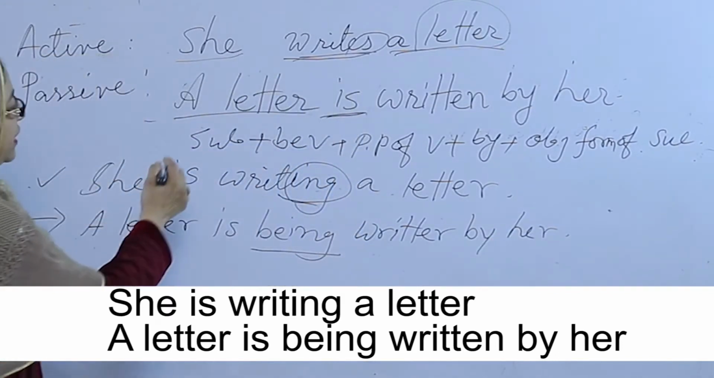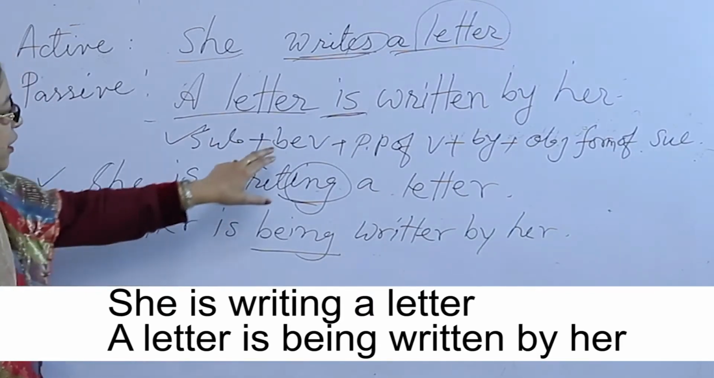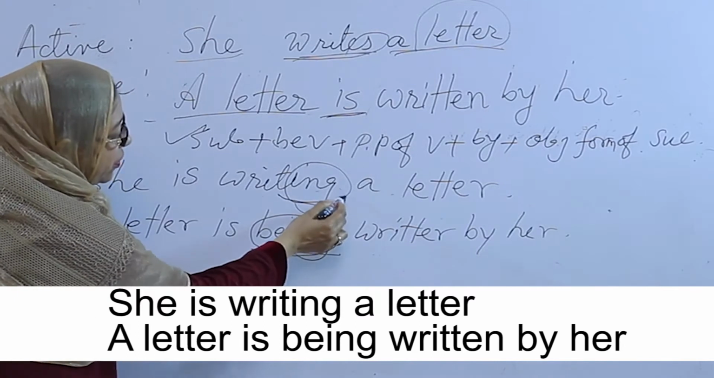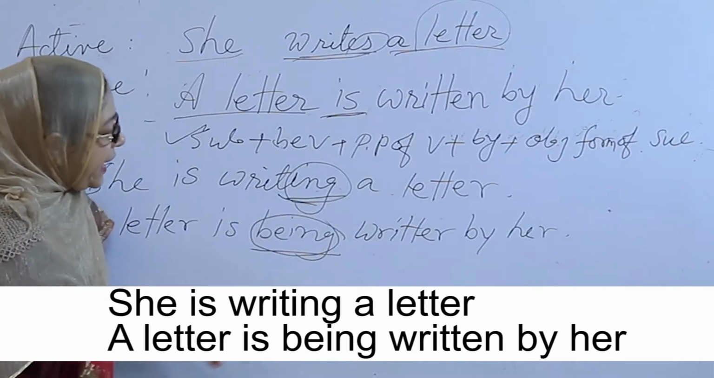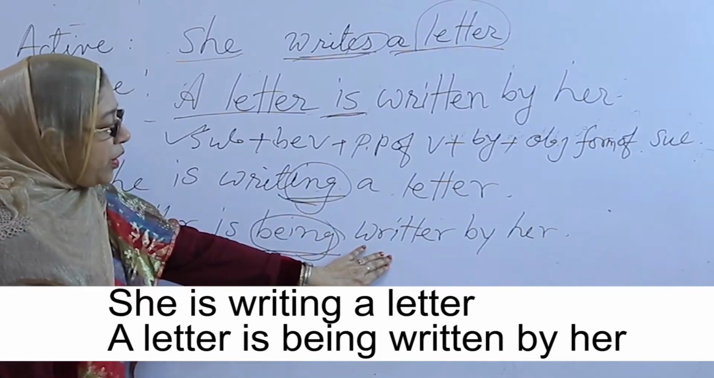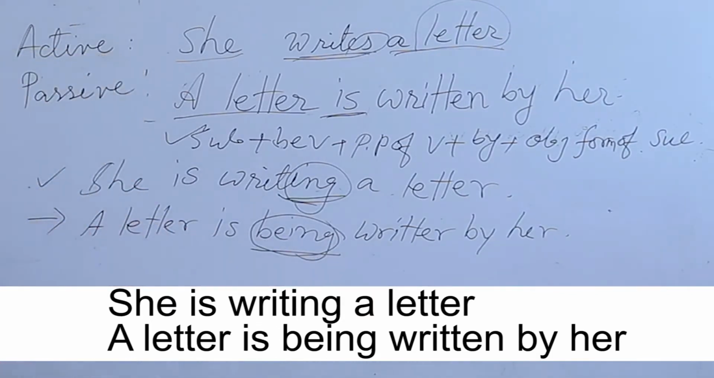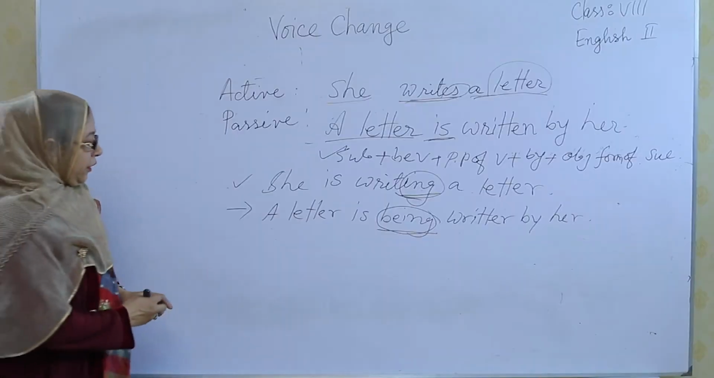So look at the structure, subject plus be verb, and we use being because it is a continuous form, and then past participle form of the main verb plus by plus subject, the objective form of subject.